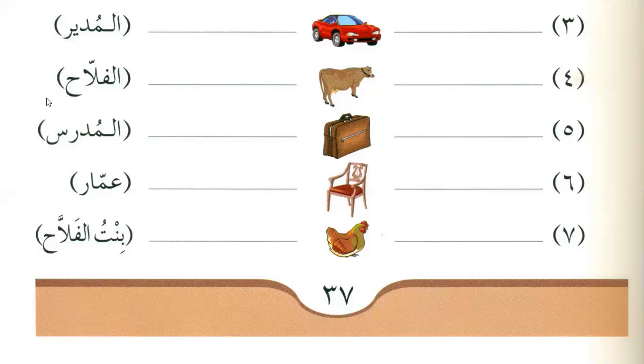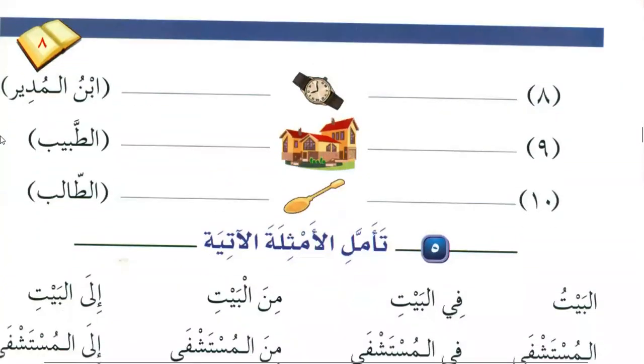This chicken belongs to the farmer. Farmer. Farmer is what? Falahi. Yes. Okay, Falahi. Next.